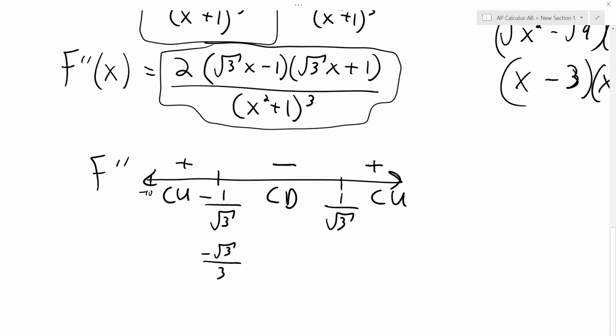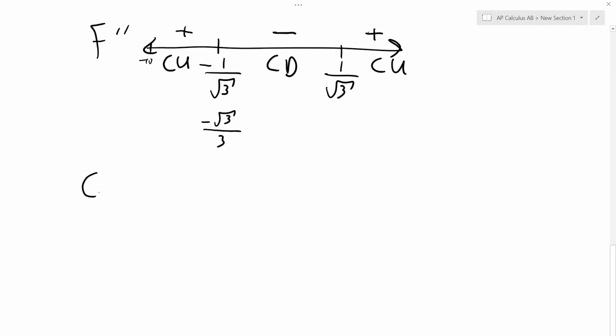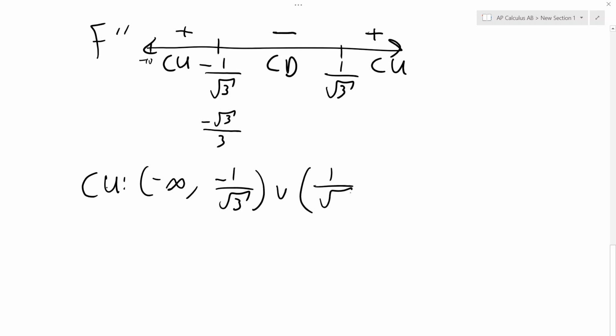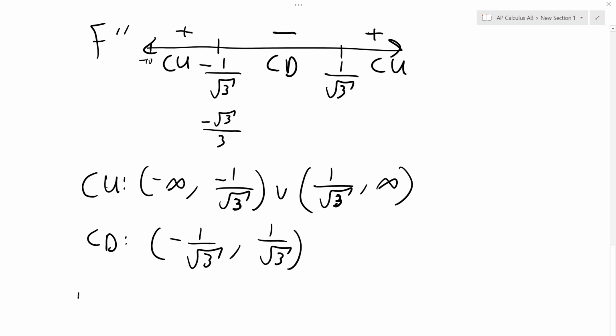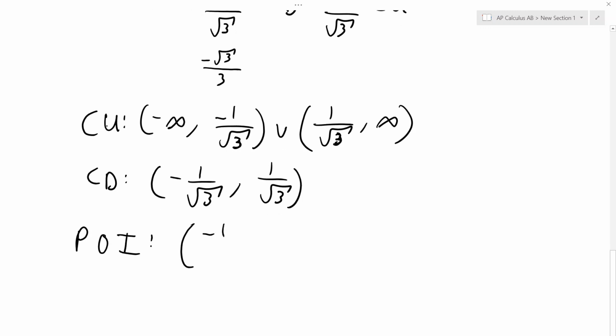So then to write all this out, you can see that it is concave up from negative infinity to negative 1 over root 3, union with 1 over root 3 to infinity. It's concave down from negative 1 over root 3 to 1 over root 3. And our points of inflection are going to happen where the concavity changes sign. There's 2 of them. There's one at negative 1 over root 3, and there's one at positive 1 over root 3.